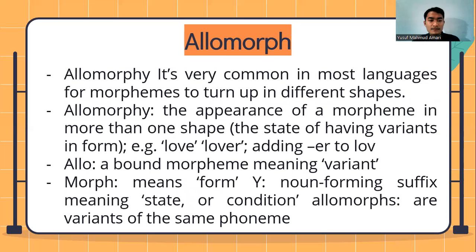And then allomorph. Allomorph is very common in most languages for morphemes. It is all about the shape and the state of having variants in form, such as "love", which became "lover", adding "er". That's allomorph. It means the combination and the shape, the variant.